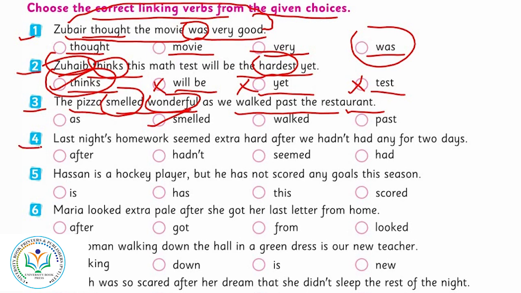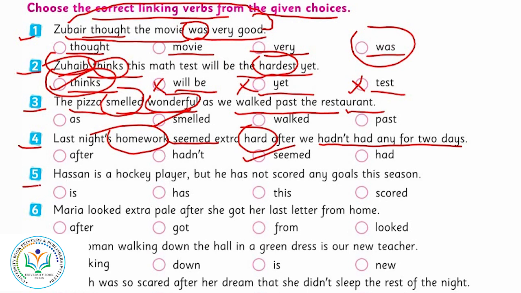The fourth one: Last night's homework seemed extra hard. We hadn't had any for 2 days. So last night's homework is a noun here. Extra hard, hard is an adjective here. So what is connecting them, linking them together? Yes, seemed. We have discussed it. So seemed is a very appropriate option for it.